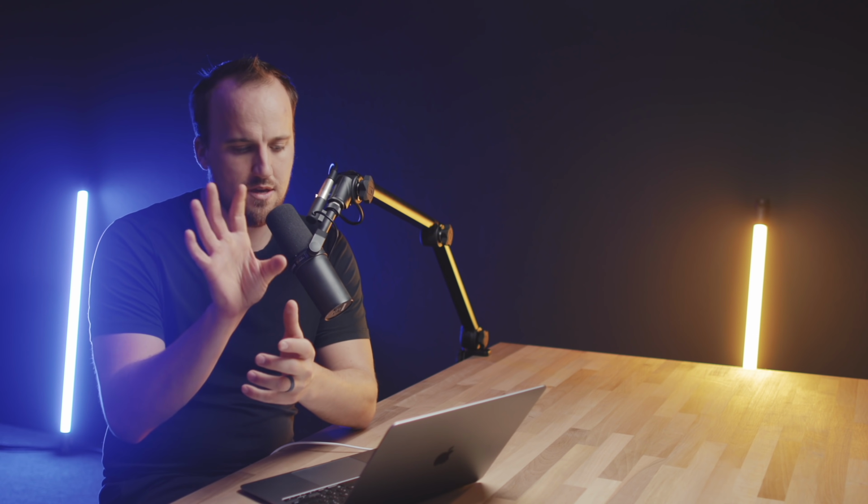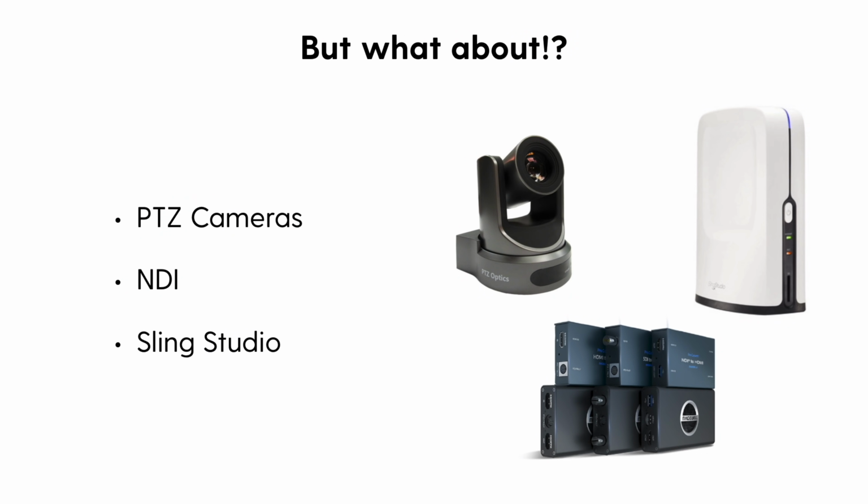But I'll just say quickly, PTZ cameras can be great with the pan tilt zoom ability, but I think it's kind of overrated for most churches. The sensors are too small and you just don't get a great video image. NDI, Sling Studio, I don't have much time to go into those right now. They could be worth checking out for your context, but some of these features and bells and whistles I just don't think are great for most churches.